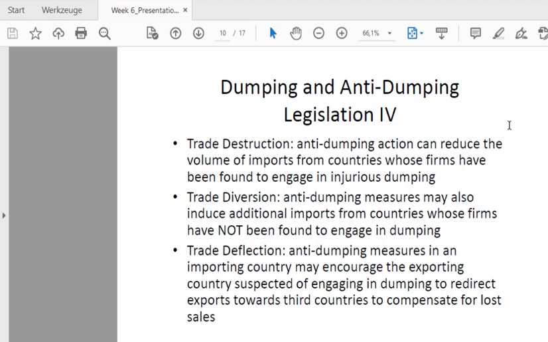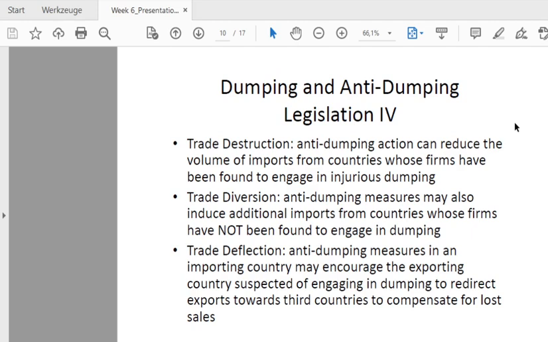Well, in the framework of dumping and anti-dumping legislation, we have three different outcomes in addition to the cases that I have just mentioned. Anti-dumping can reduce the volume of imports from countries whose firms have been found to engage in injurious dumping. So you just stop trading with countries that host firms that like to engage in dumping. This is called trade destruction.